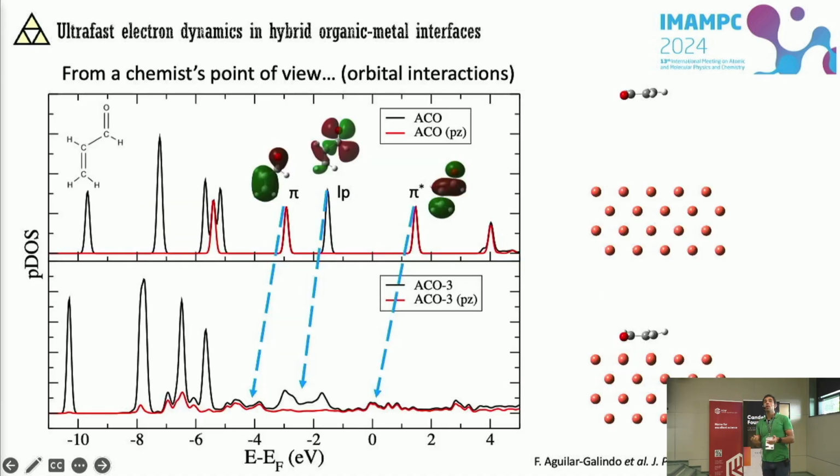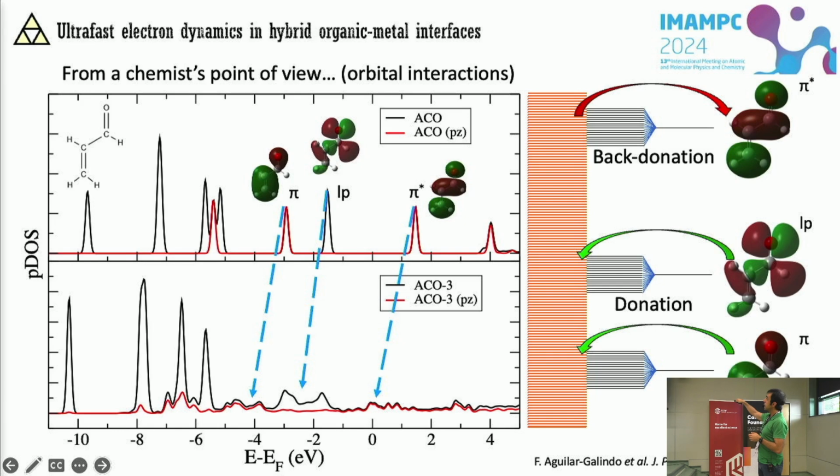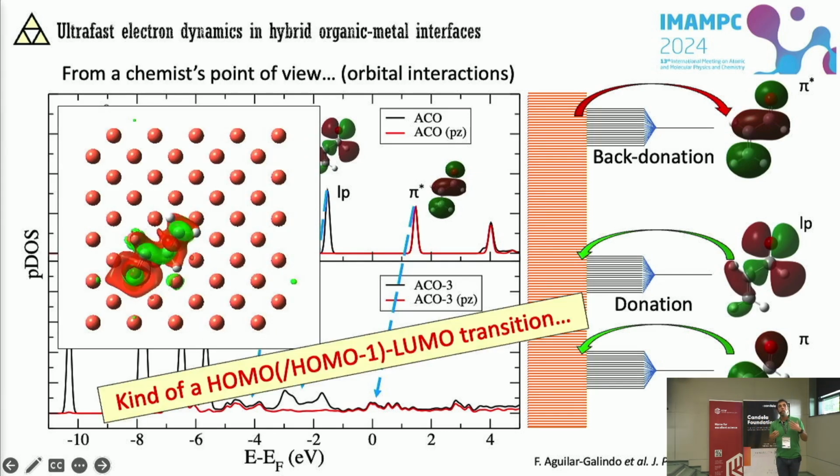We can study the projected density of states, which is kind of the molecular orbitals, but in the solid state. If we compare the projected density of states, so the contribution of the molecular states, when the molecule is far and when the molecule is close, we observe that these two occupied states, the p and the lone pair, hybridize with the metal surface, and we have delocalized states. Also, this pi star orbital mixes with the metal states and has the energy of the Fermi level. With this, we can characterize this kind of interaction: a donation from the lone pair and the p orbital to the metal, and a back donation to the pi star. So in some way, this interaction induces a kind of HOMO-LUMO excitation. The effect of the surface induces a rearrangement of the electron density.